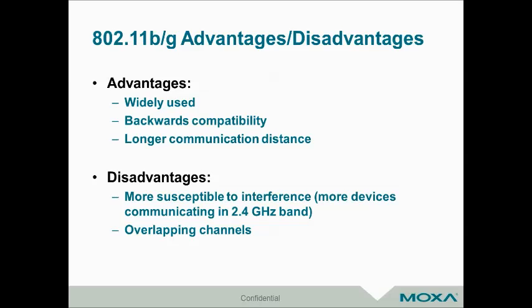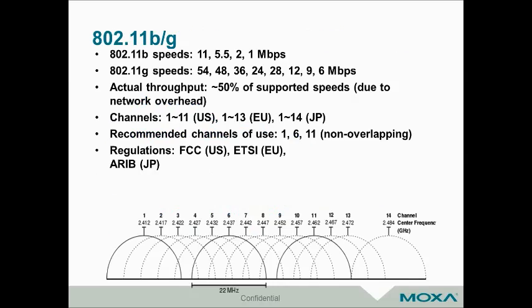Now, some of the advantages and disadvantages of 802.11b and g. Of course, it is widely used. You all probably have a device, you're maybe even using one right now, that has support for these 2 protocols. 802.11g, in addition, is also backwards compatible to 802.11b, which is great because it allows good interoperability between older devices and those newer ones. And again, it also has that longer communication distance.